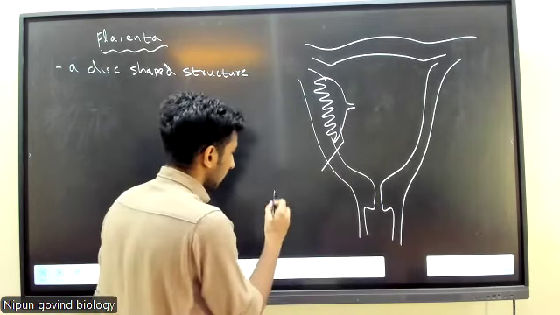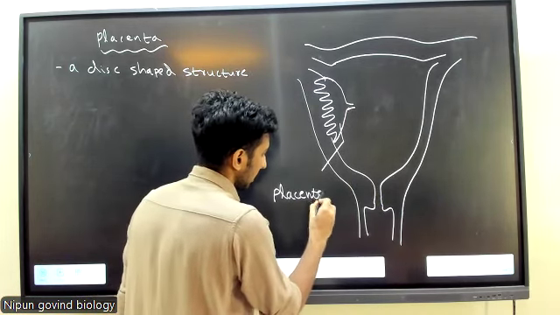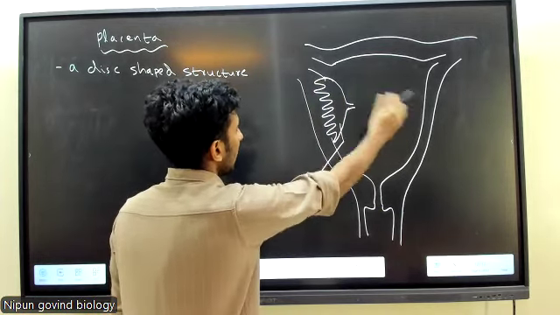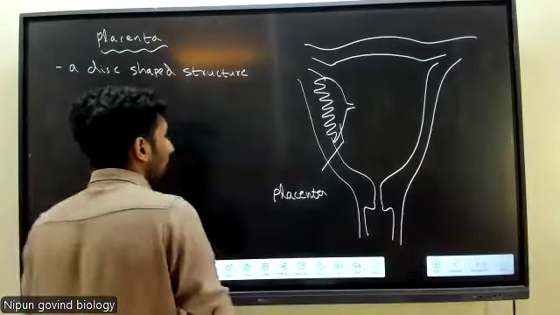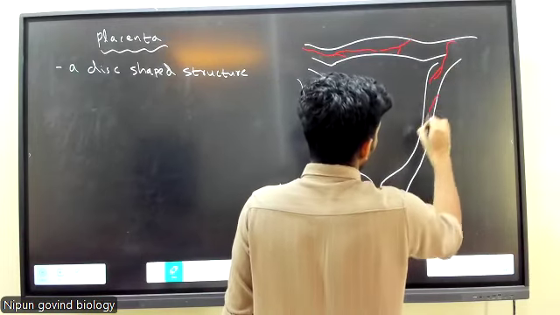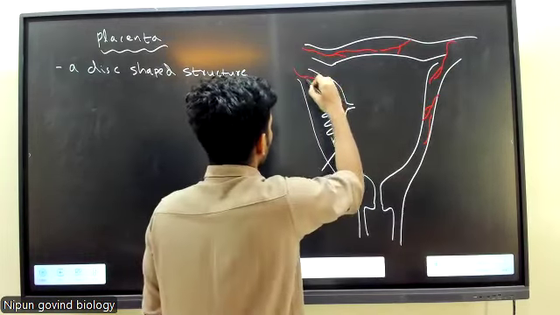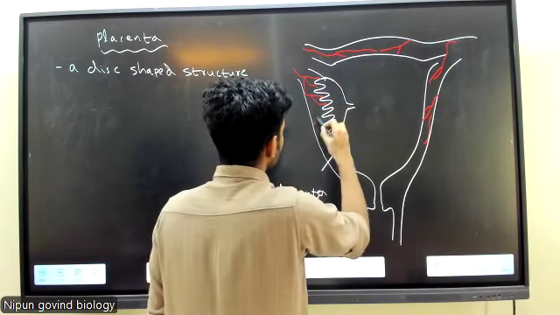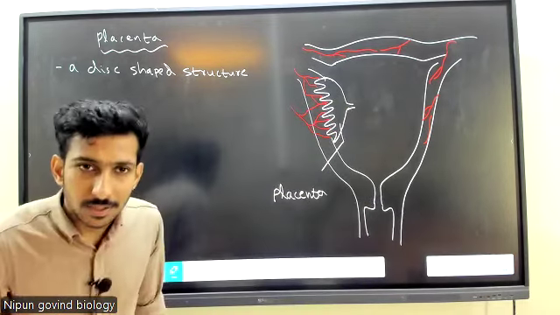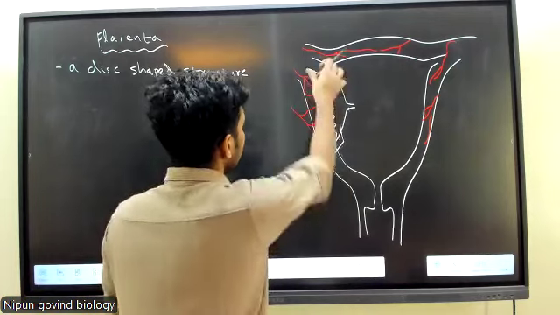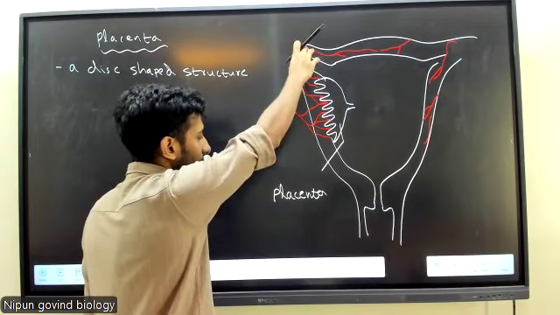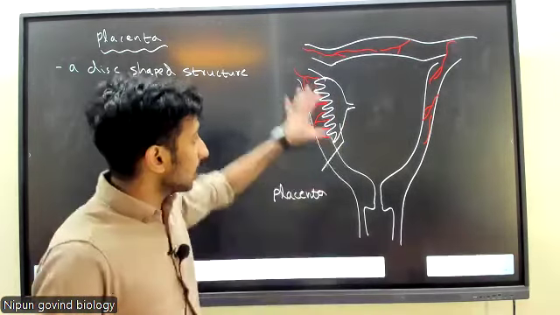Placenta is formed by villi of the embryo and mother's blood vessels on the wall of the uterus. On the wall of the uterus there will be many blood vessels from the mother. These are the blood vessels of the mother. Understood? Okay, guys, listen. The placenta is formed by villi of the embryonic side and tissues of the uterus. It contains blood vessels of the mother.